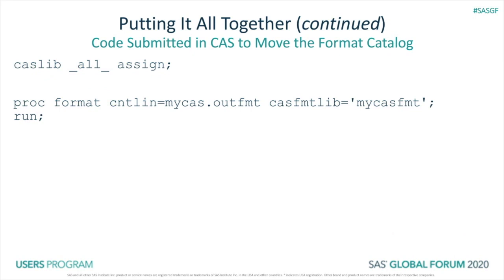The only thing we need to do to recreate the format in CAS is to run a PROC FORMAT with CNTLIN= and the CASFMTLIB= option. The CASFMTLIB= option points to the name of the CAS format catalog that the format is going to be written to. This catalog could be a new catalog or a catalog that already exists.